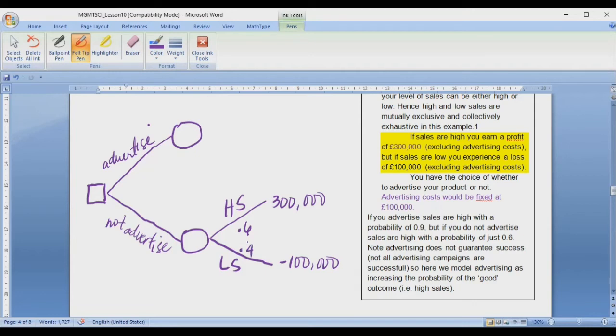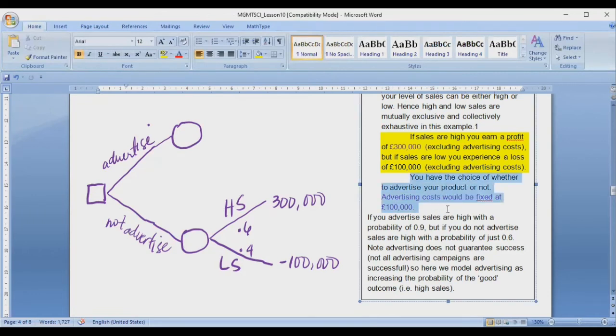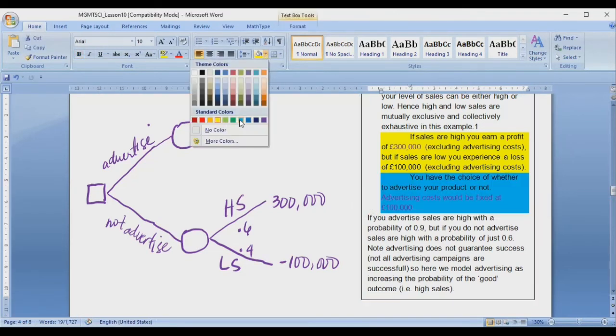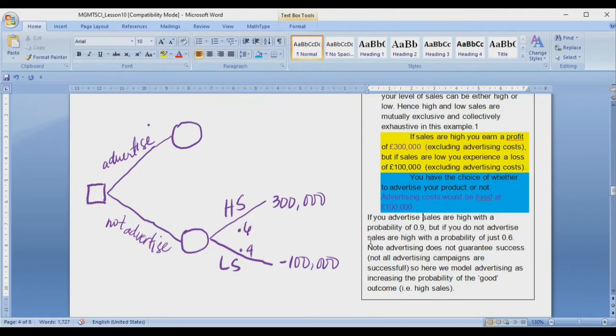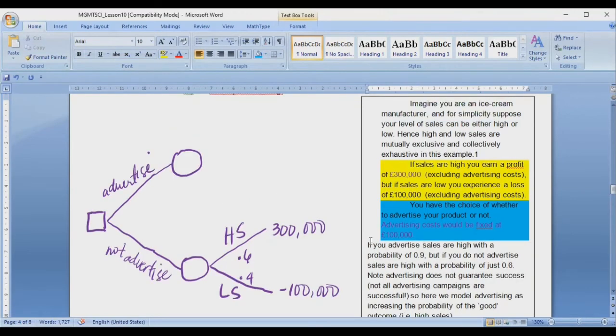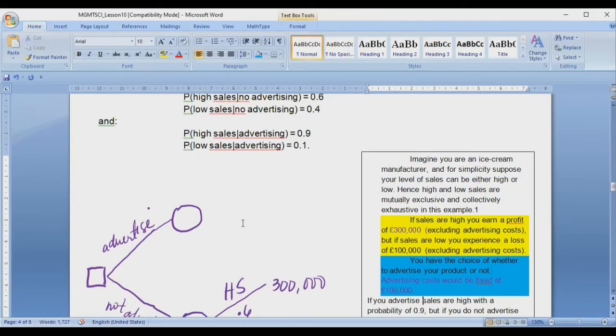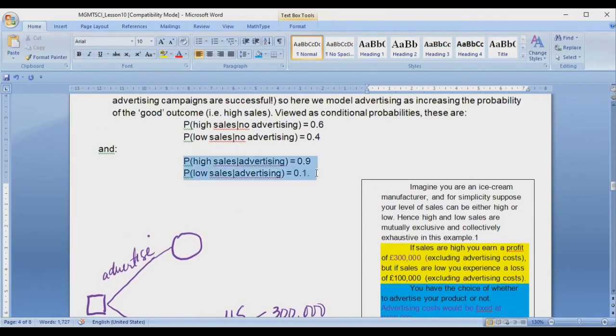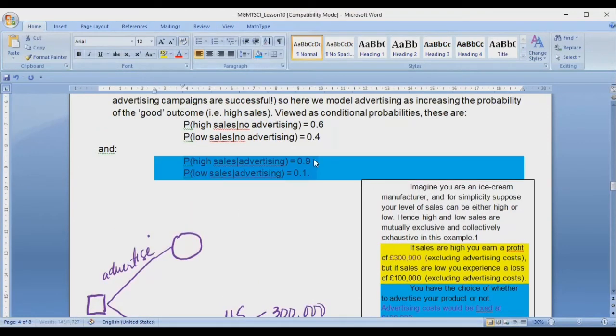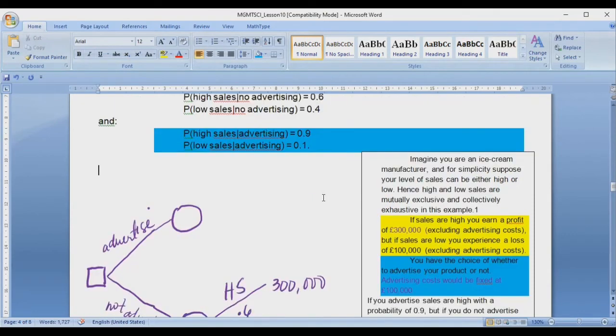Then, you have the choice of whether to advertise your product, or not. Advertising cost would be fixed at $100,000. So, we need to analyze this one. I will highlight it in blue. So, advertising cost is 100,000. Now, let's go to the other side. This is our probability with advertisement.